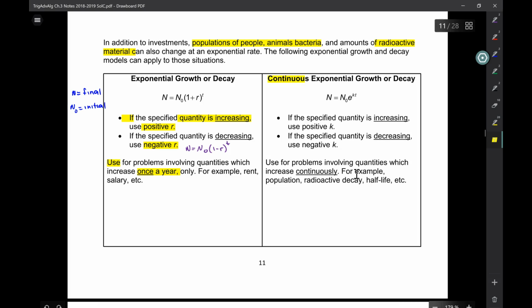Then we have continuous exponential growth or decay. Again, we have N equals N naught, same thing, but now it's e to the kt. Okay, what is this k business? K is the same as R. In the continuous formula, math and science use K, and in here we use R. It's a rate. It's still the same as R. It's not the K constant in chemistry.